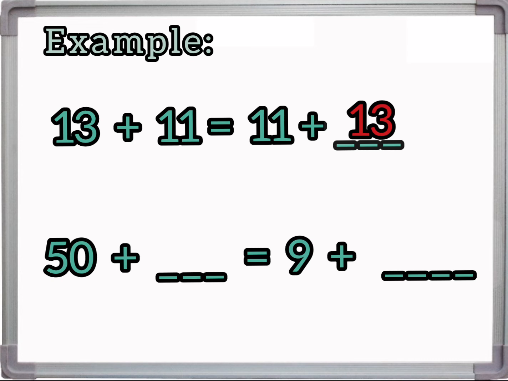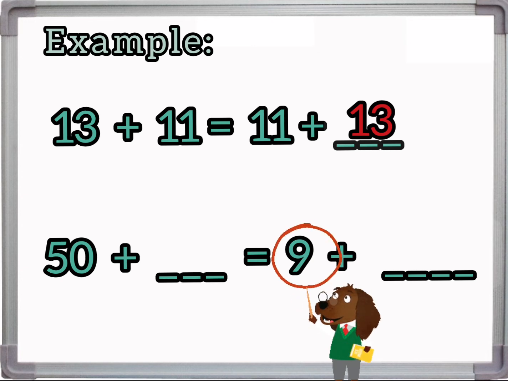So if we have 50 plus blank equals 9 plus blank, remember that in commutative property, the addends that we have on the left side should also be on the right side. So if you notice, on the left side we just have one addend, which is 50. And one addend is missing. And on the right side, the same thing. We just have 9 and an addend is missing.